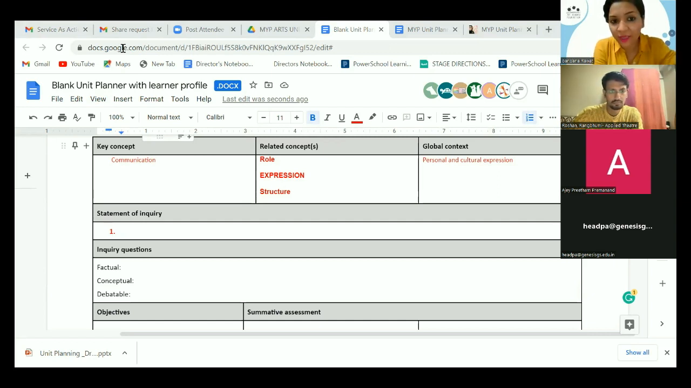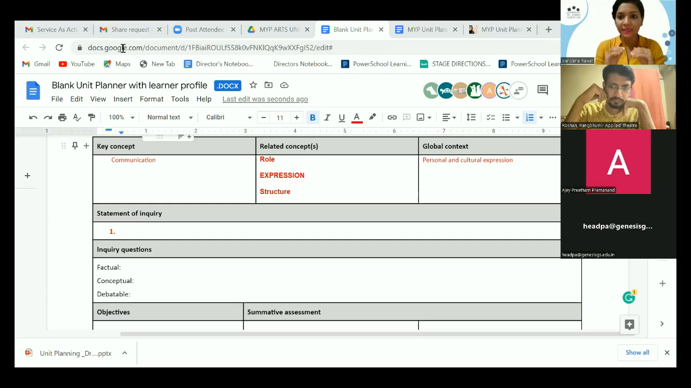So if I look at the key concept, related concept, and global context here, one statement of inquiry that comes to my mind very beautifully is: how performance or arts communicates the personal and cultural expressions of an artist or of a community. It can be as simple as that. That is the bigger conceptual understanding. Here we are talking about communication, personal and cultural expression, and the role of the performance. So arts gives that freedom.